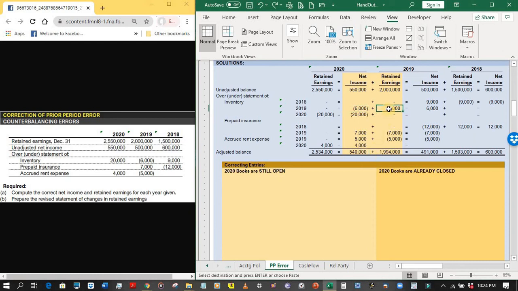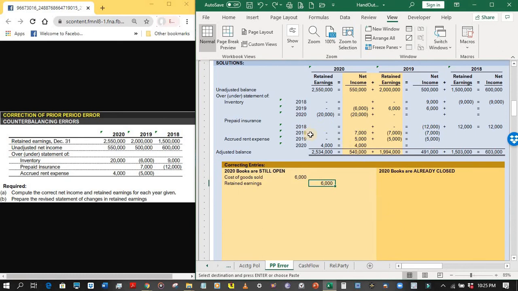So obviously, to increase retained earnings requires a credit to retained earnings. However, to reduce the net income, it requires a debit to a nominal account. So what is the nominal account that will be used to reduce the net income which is related to inventory? So of course that is cost of sales. So our entry would be debit cost of goods sold for 6,000 pesos. So this is the nominal account debited that is related to inventory. Then credit retained earnings for 6,000 pesos.